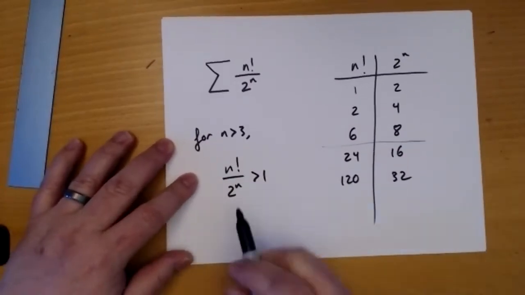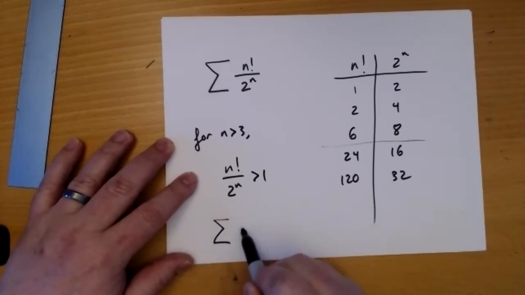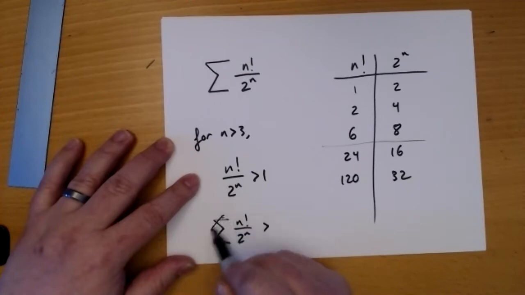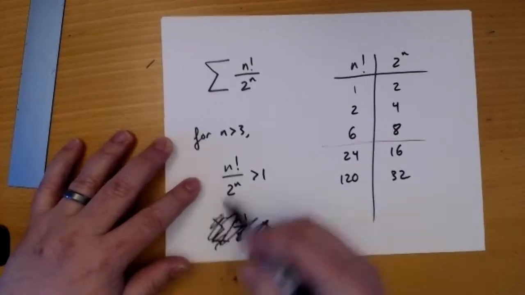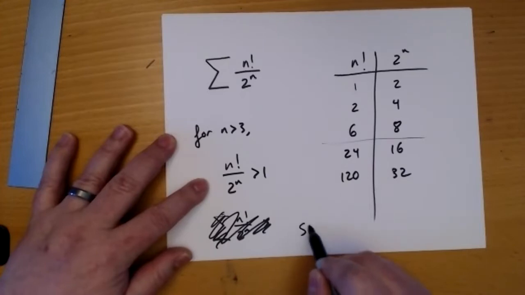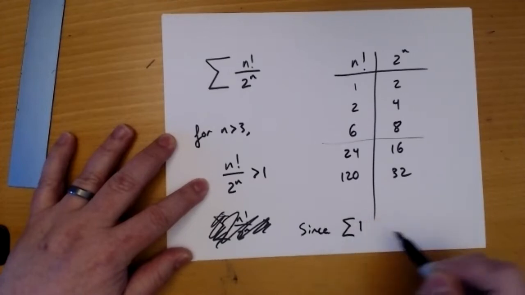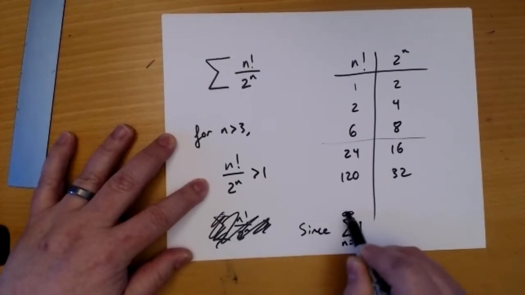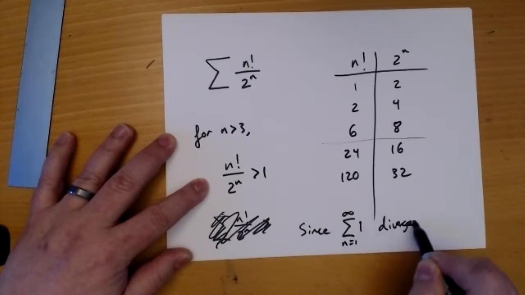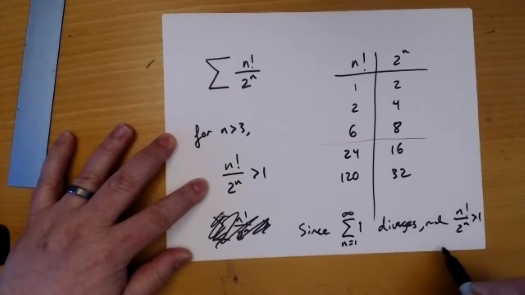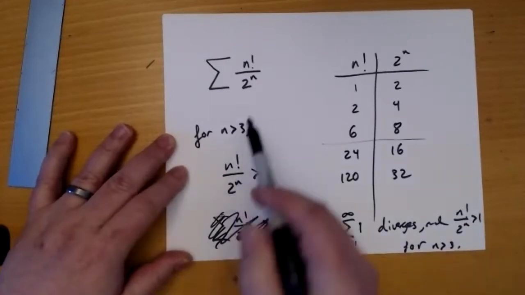And so you can say that, well, actually, just the way you would write it, you would say, since the sum of 1 diverges and n factorial over 2 to the n is greater than 1 for n greater than 3, then this also diverges.